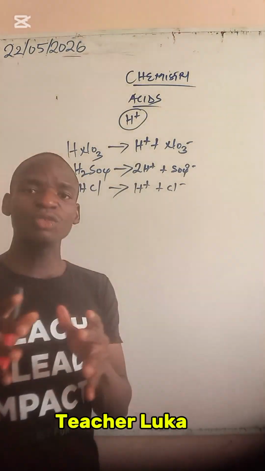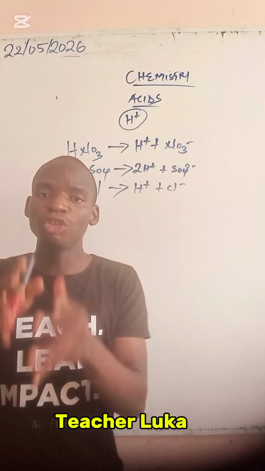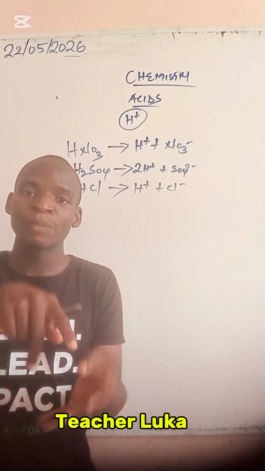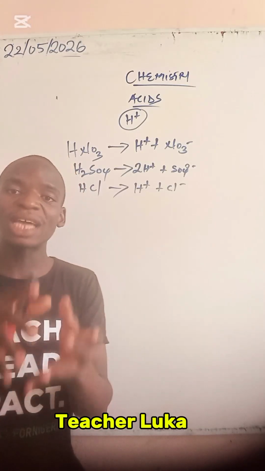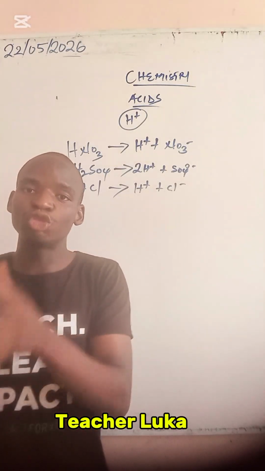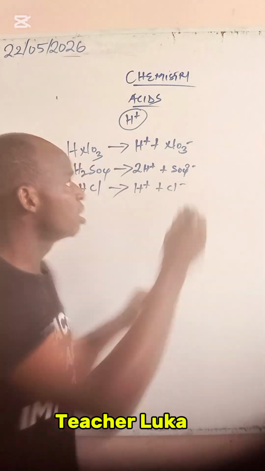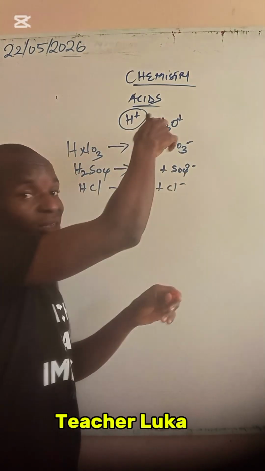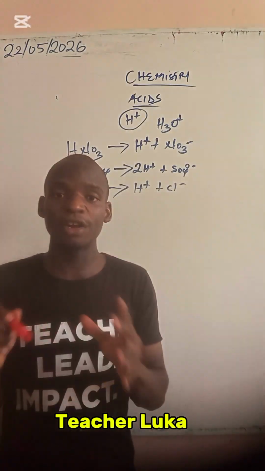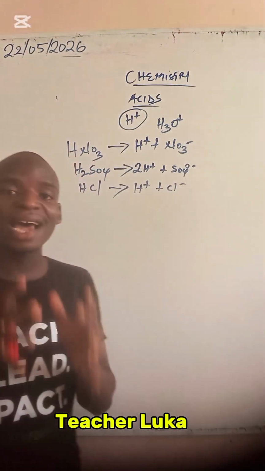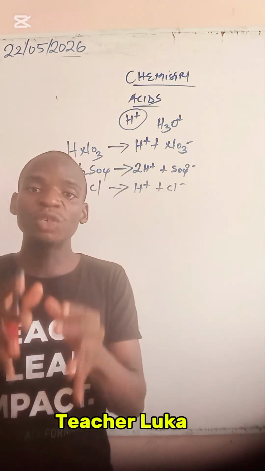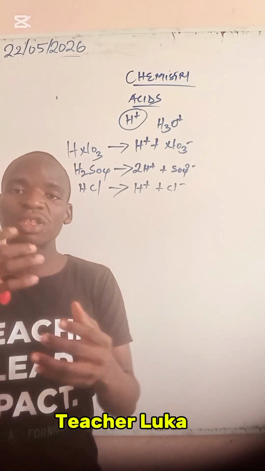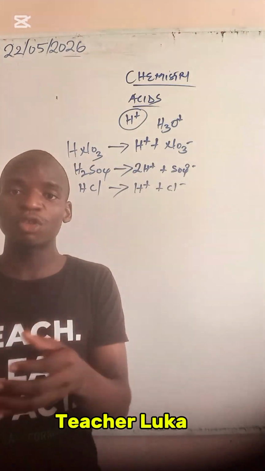Now, hydrogen ions do not exist freely in water. So they combine with water molecules to produce what? Hydronium ions. Are you following? So these are hydronium ions, H3O plus. So this is a hydronium ion. In this case, we can define an acid as any substance which, when dissolved in water, produces hydronium ions as the only positive ion.